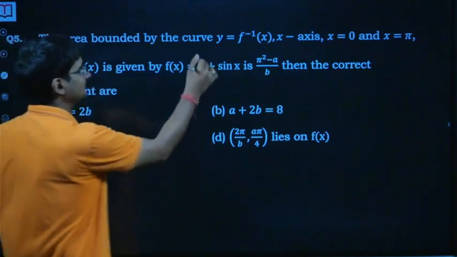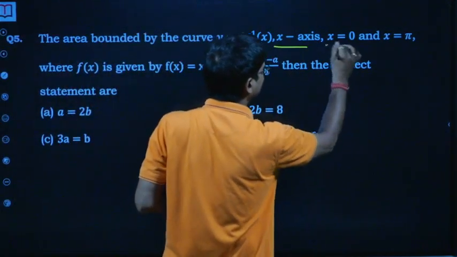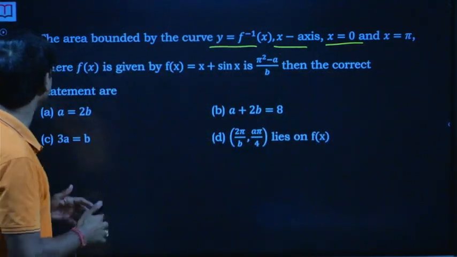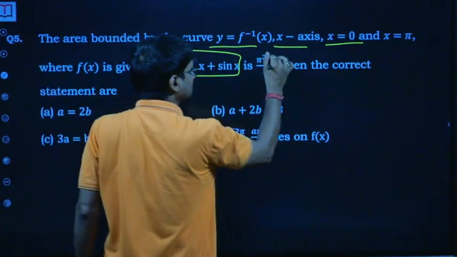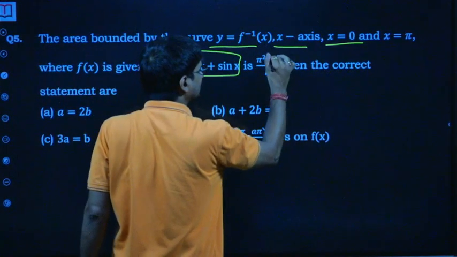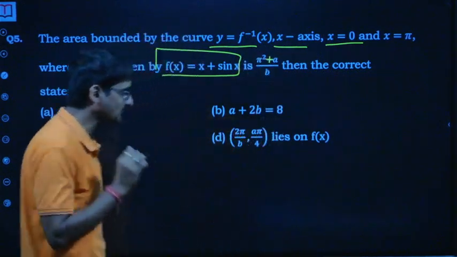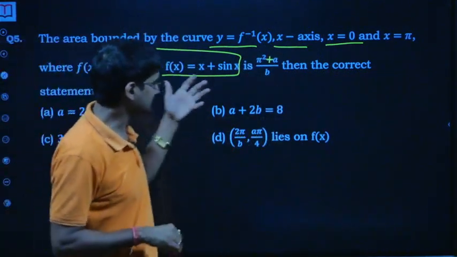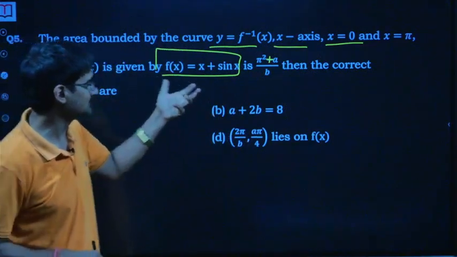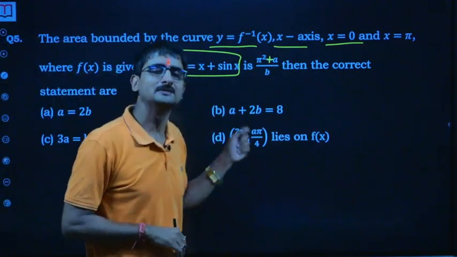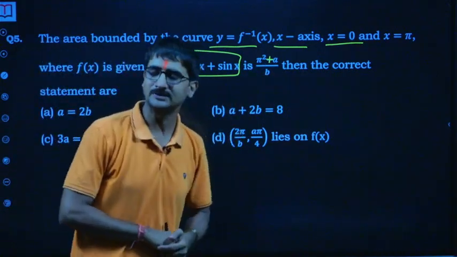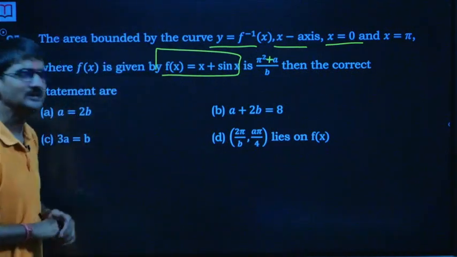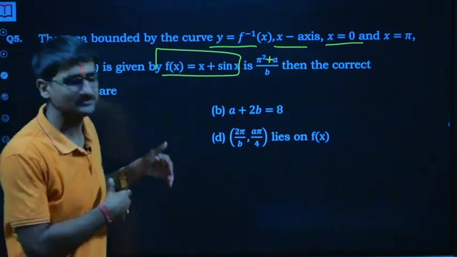The area bounded by y is equal to f inverse x, the x-axis, x is equal to 0, x is equal to pi, where f(x) is given by this. The answer is pi square. There is a correction here, because when I solved it, when students here asked me about it as a doubt, we got the answer when we compared it with pi square plus a by b. Once again, when I solve it, we'll check it once more.